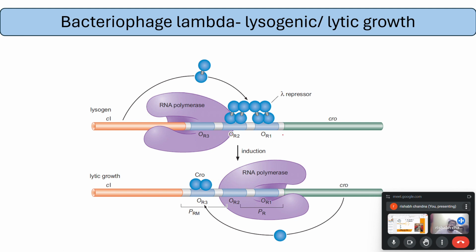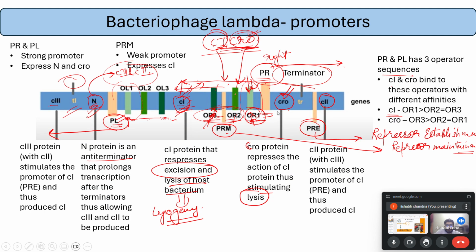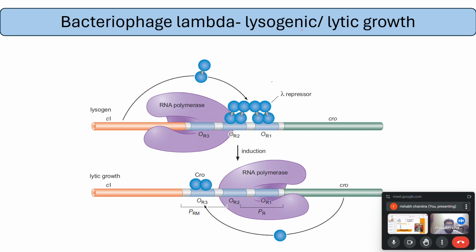So now what happens during lysogenic or lytic growth? C1 is also called the lambda repressor. Why repressor? Because it represses the lytic cycle. And how does it act? It has a dumbbell kind of structure and it binds to the operators in dimer form. So these are dimers and in total it's a tetramer.